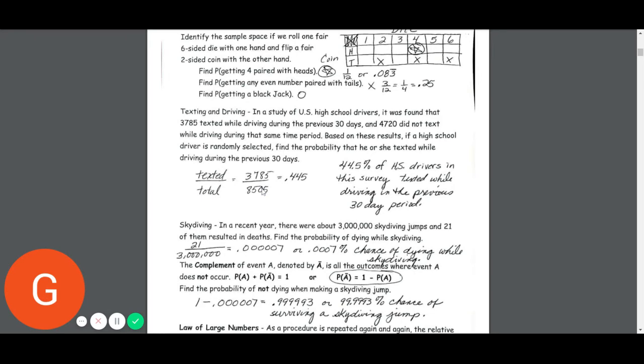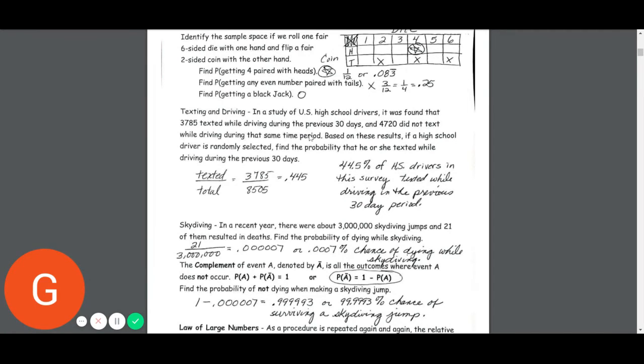And then we're trying to calculate the probability of selecting someone who did text: 3,785 divided by the 8,505, and we get 0.445. So 44.5% of the high school drivers in the survey texted while driving in the previous 30 days. Basically, if we're going to randomly select one student, that means we've got a 44.5% probability of selecting a student who has texted in the previous 30 days.